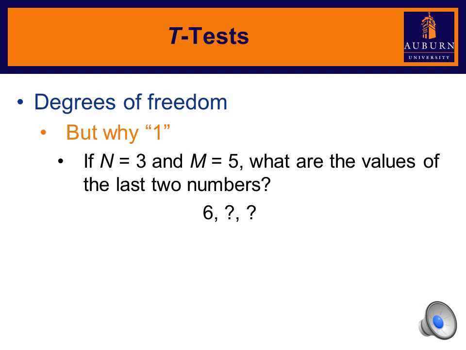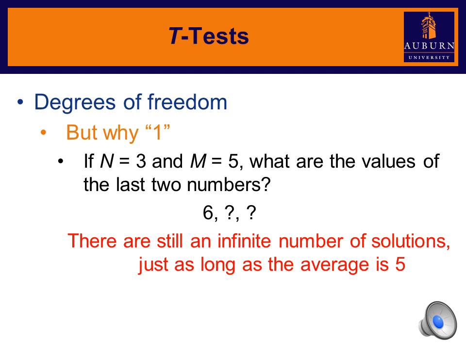So let's adjust the problem just a little bit. So we'll still say we have 3 numbers, and we'll still say the average is 5, except now we're going to put one of those numbers in there. So let's say, instead of having 3 question marks, let's say that one of those numbers is 6. So then what are the values of the last 2 numbers in this sample? Again, if you said that there are multiple solutions, then you would be correct. In this case, there is still an infinite number of solutions that would solve this particular problem.